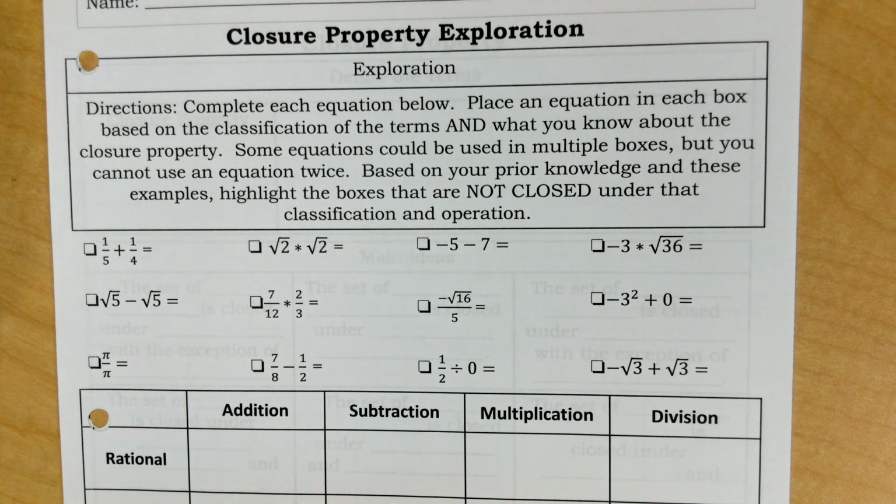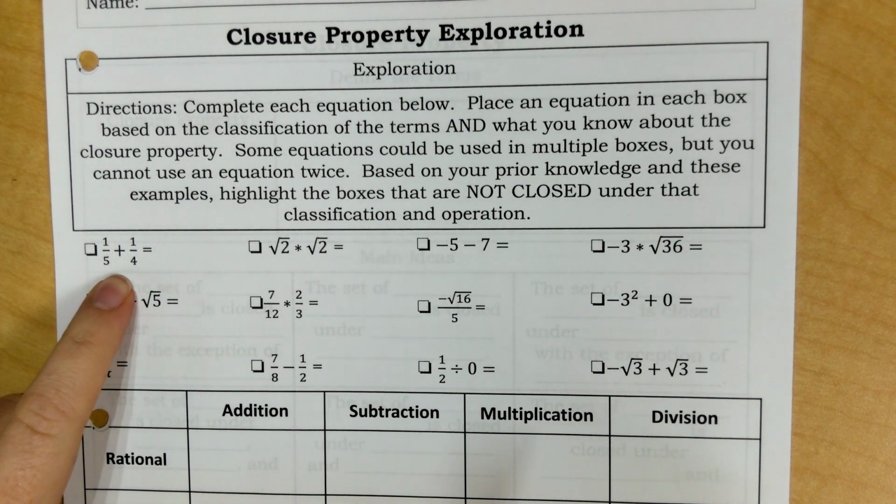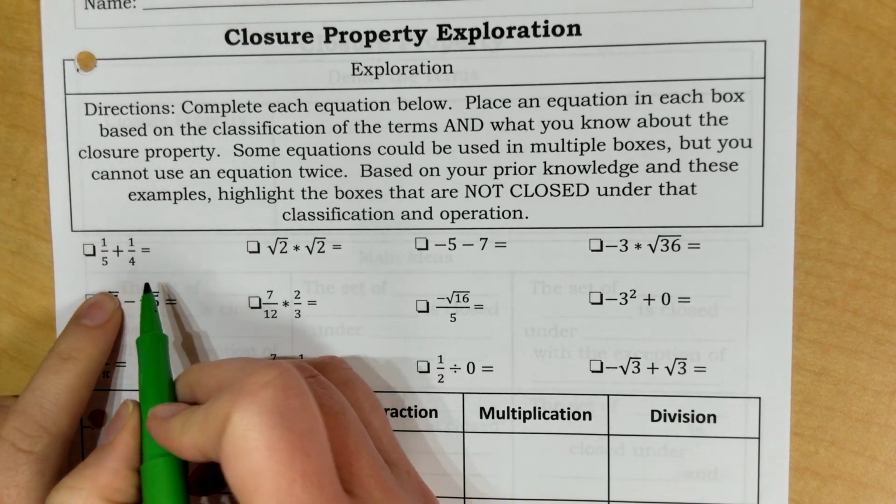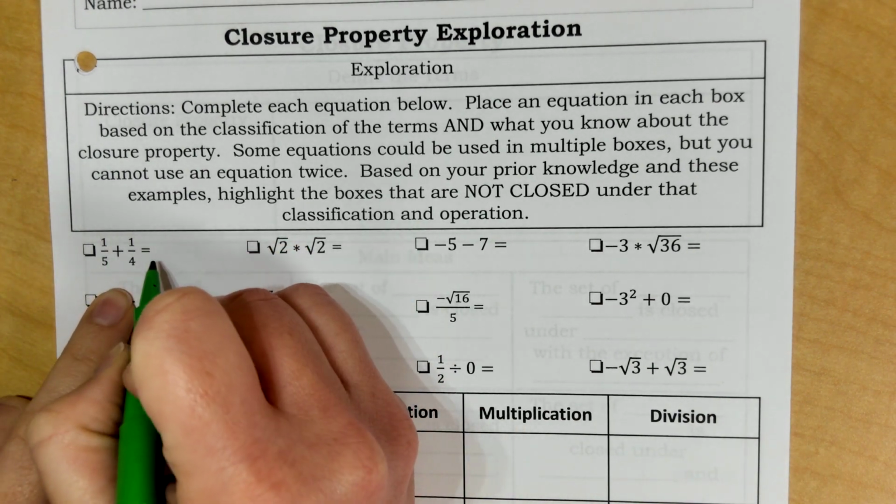Alright, so up next we do a little bit of exploration with the closure property and just kind of walking through how these things work. The first thing that the instructions tell us to do is complete each equation below. So I'm going to go ahead and complete those, and then we'll come back and figure out what we need to do next. So 1/5 plus 1/4, I need to put those in common denominator.